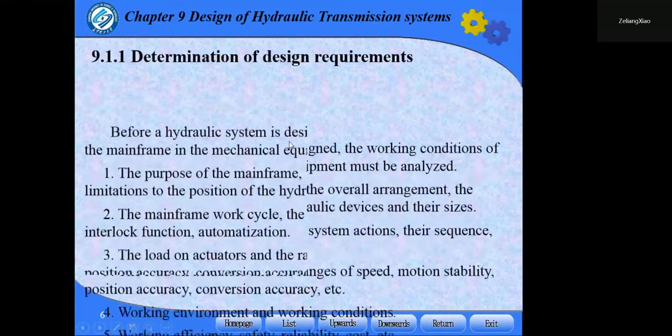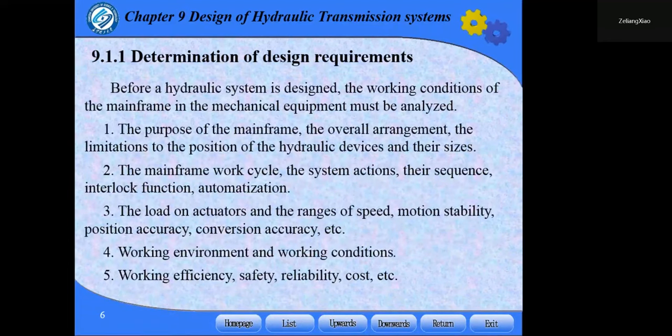First, the design requirements. Before a hydraulic system is designed, the working conditions of the mechanical equipment must be analyzed, which include the purpose of the rig, the overall arrangement, and the limitations to the position of the hydraulic devices and their size. We also consider the mainframe working cycle, the system action, the locus, the interlock function, and the motion route.